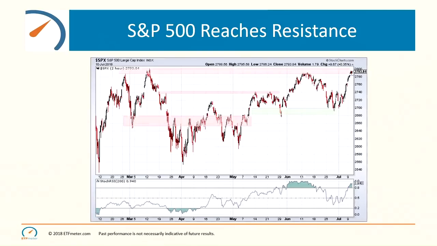This time I have a 2-hour chart. Again, the 200-bar stochastic RSI is bullish. The market is up against resistance around 2,800. We worked our way past the double bottom. We found some higher lows type of chart. So you can say that you could draw an uptrend channel if you wish. But again, same problem.